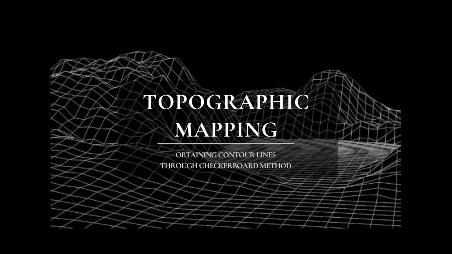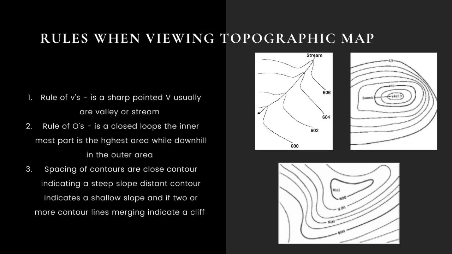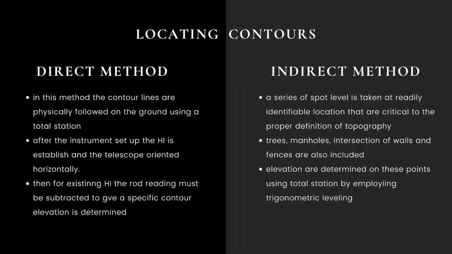There are several rules in viewing a topographic map, like the rule of V's, which usually refers to having contours pointing uphill, which indicates that there is a valley or stream. Another rule is the rule of O's, which indicates that the highest area is the innermost part of the loop and downhill on the outer area. And space contour, which refers to close contours, which indicate a steep slope, distant contours, which indicate a shallow slope, and if two or more contour lines merge, it indicates a cliff.